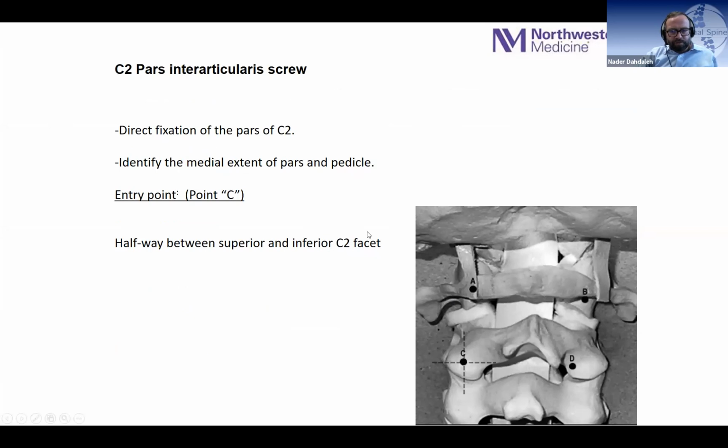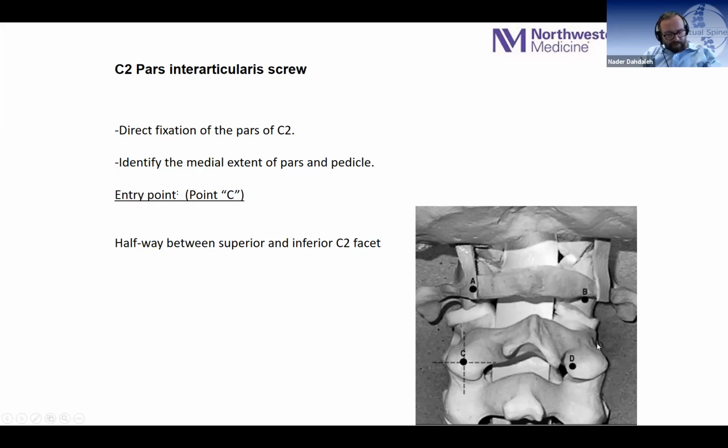And for the pars screw, the entry point is in the middle of the pars. So you identify the medial and lateral aspects of the facet. It's usually in the mid portion between the superior articular process and inferior articular process. Then you go about 20 degrees medially and maybe 20 degrees cranially along the pars. And you want to make sure there's no high-riding vert over there.